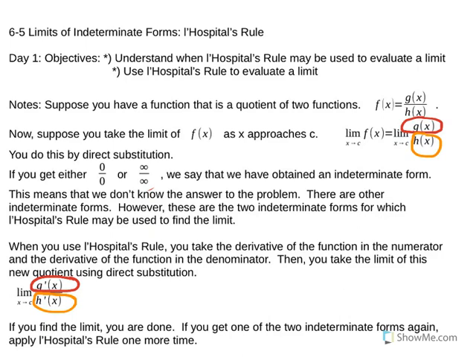For this new quotient of the derivatives of g and h, if you are able to find the limit, then you are done. Suppose you get one of these two indeterminate forms again, then you can apply L'Hopital's rule one more time. Let's take a look at a couple of examples.